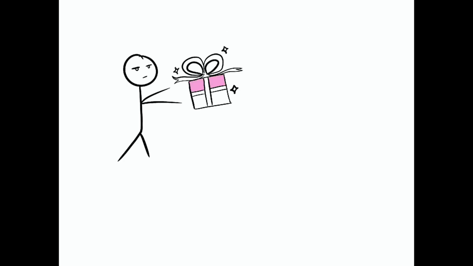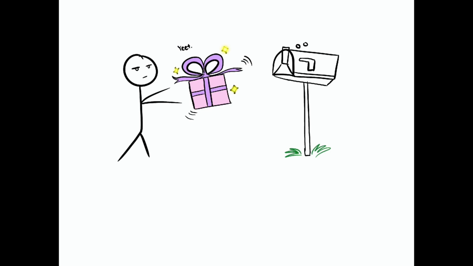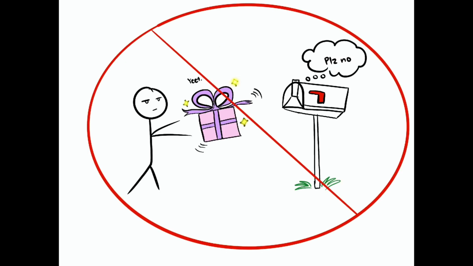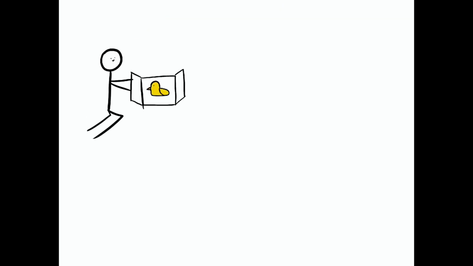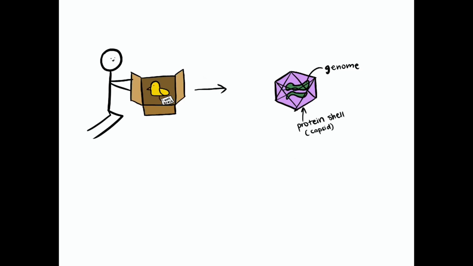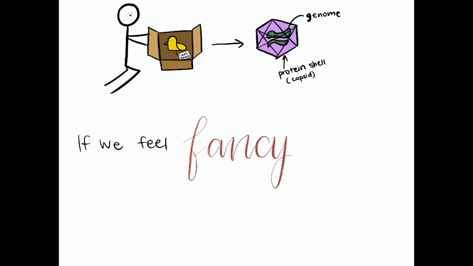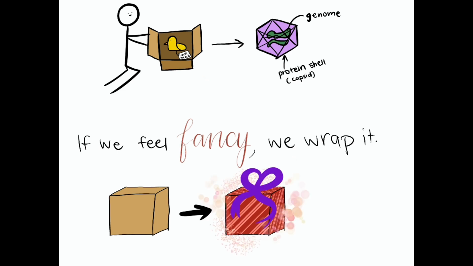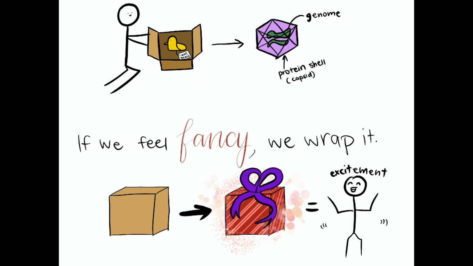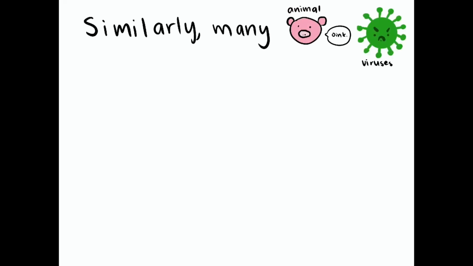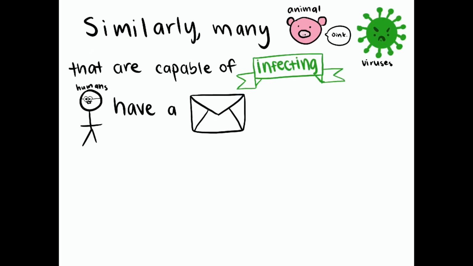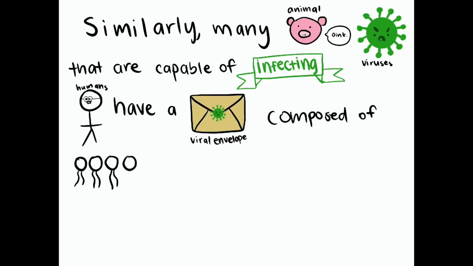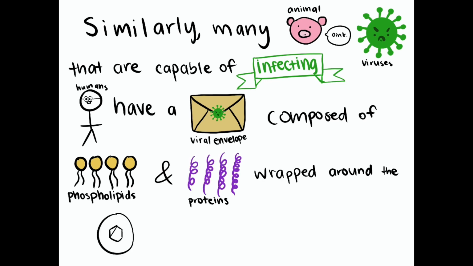When you send a package, you can't just chuck your gift into the mail unless you want it to arrive absolutely destroyed. Just like how we have to box our gifts before we mail them out, a virus's genome is packed inside a protein shell called a capsid for safe transport. If we're feeling fancy, we can even gift wrap our package to drum up excitement for our recipient. Similarly, many animal viruses capable of infecting humans have a viral envelope composed of phospholipids and proteins wrapped around the outside of its capsid shell.